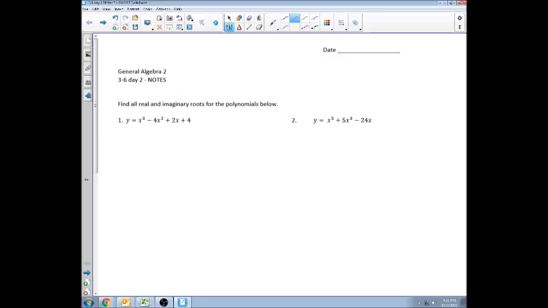This is all going to be review. I will try to go through this a little bit slowly so that you can catch exactly how to choose which form of factoring you need to be using. So we need to find all real and imaginary roots for the polynomials. Basically all that means is we need to solve.